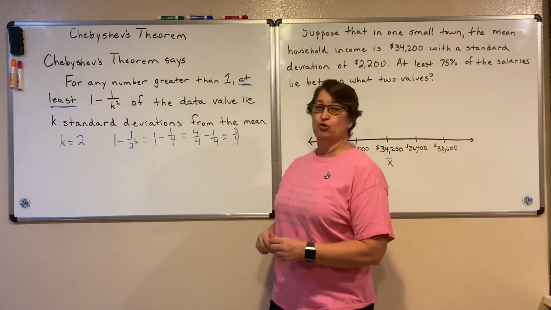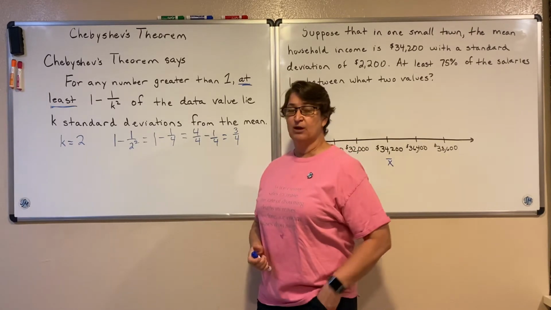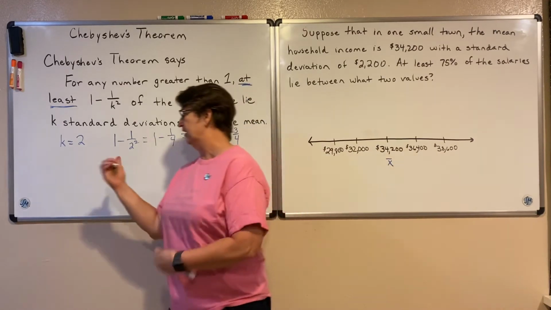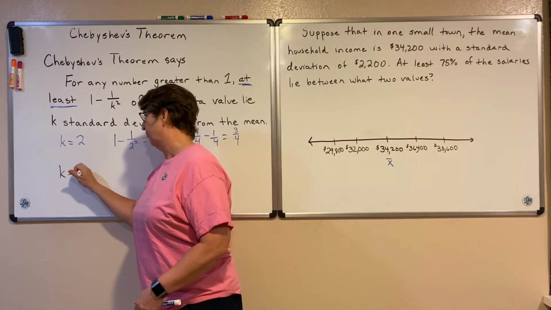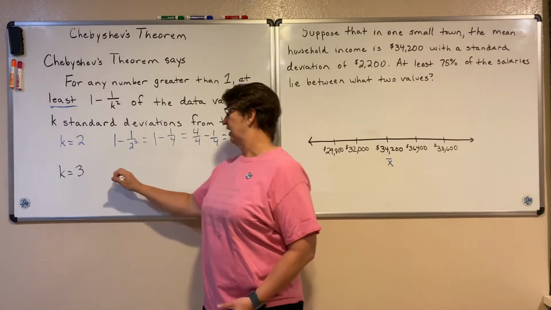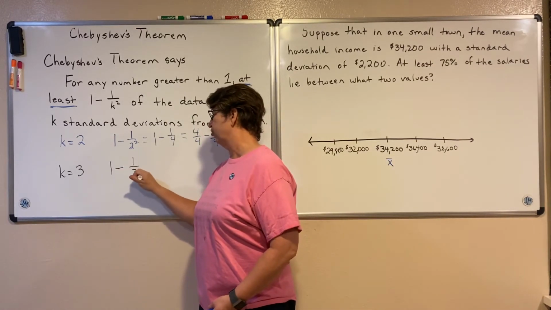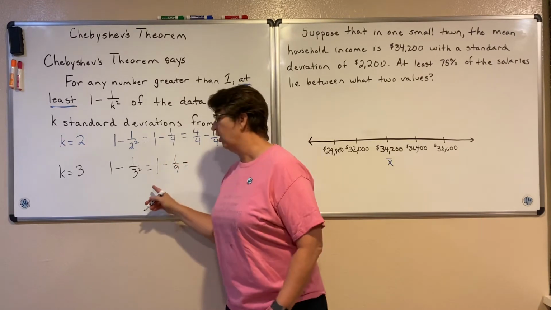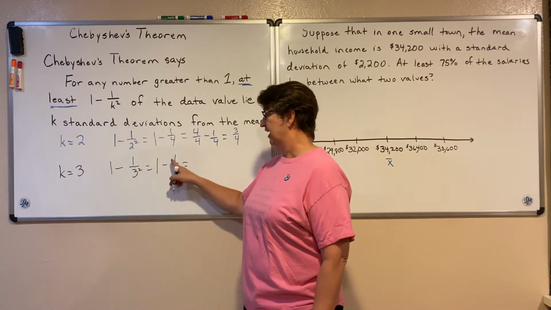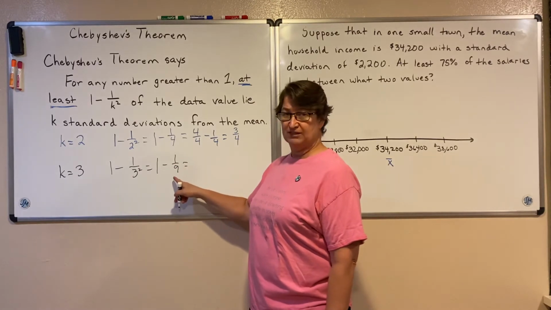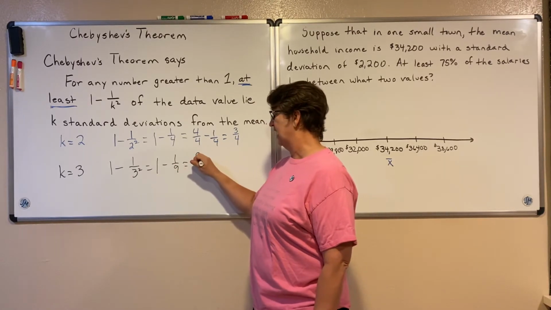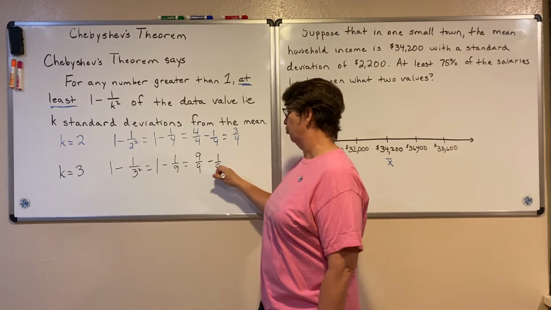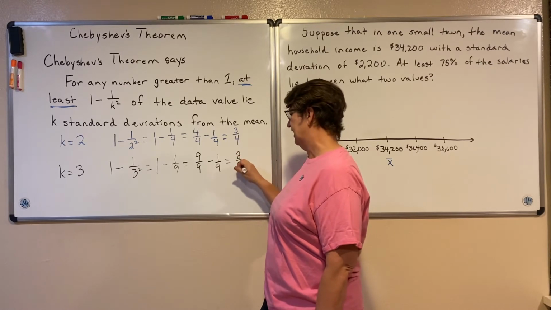Now, I can keep doing this, and we can say, well, what if K is 3? What if we go out 3 standard deviations from the mean? Then how much of my data will be there? I do this exact same thing where I say 1 - 1/3² equals 1 - 1/9. Well, again, I have a whole pizza and I just eat 1/9 of it. How much of it's left? Turn that 1 into 9/9. Do you agree that that's just equal to 1? Minus 1/9, which equals 8/9.